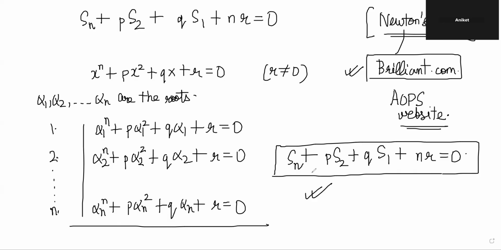So what we can do now is figure out Sn from here. Basically, we can say Sn is equal to minus Ps2 minus Qs1 minus Nr. So this gives us a shortcut way to find, for example, S3, and we don't have to rely on identities. Do you understand? If somebody had asked you to directly find S3, it would be annoying.